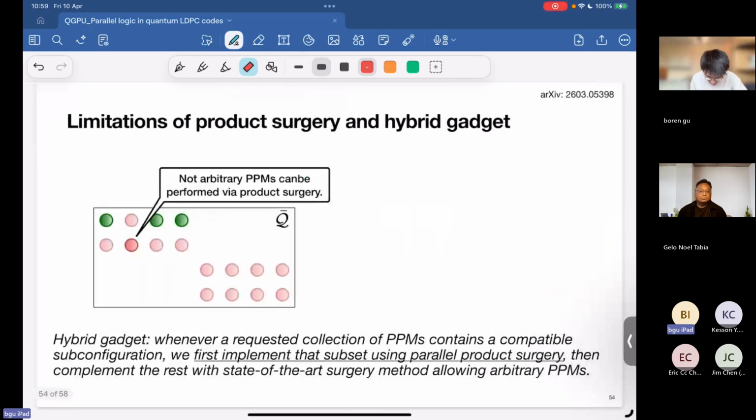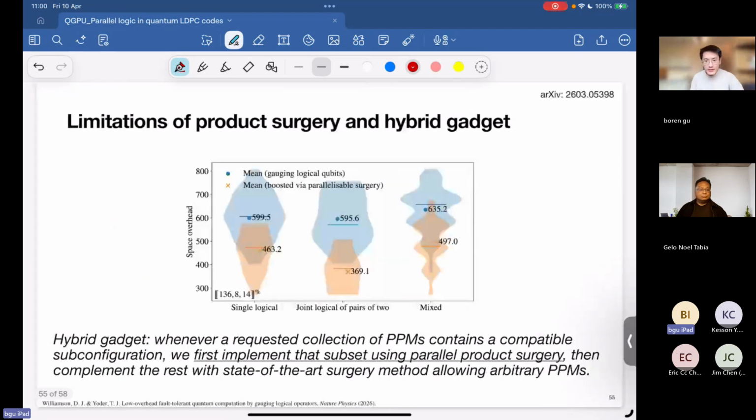And yes, what we also mentioned is that we introduced this hybrid gadget. If you have some cases that you can't do, for example you want to measure the joint Pauli of these two and you can't do them simultaneously with the product surgery, then you just do it with one of the state-of-the-art measurement schemes. Then you just boost your measurements with this product surgery whenever it is possible. And this is a reduction of space-time overhead.